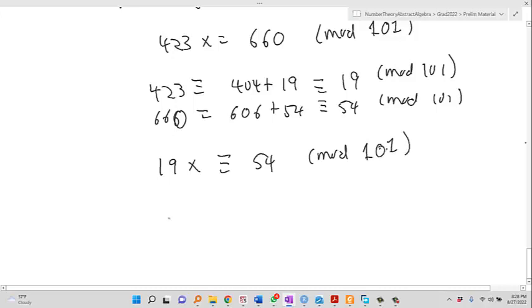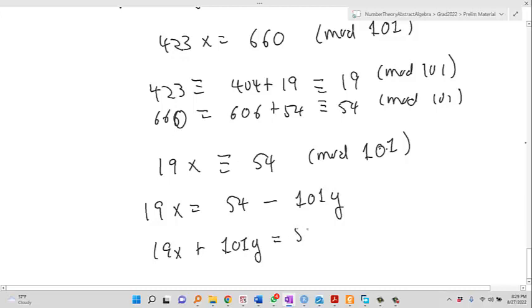Now you can do this a bunch of ways. One way to do it is you can go 19x is equal to 54, and it works out better if you say minus 101y. And that gives you 19x plus 101y equals 54. And this is just a Diophantine equation.